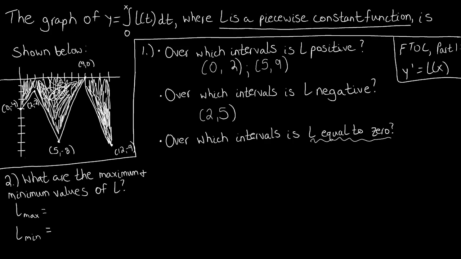By filling in this gap here of 2 to 5, looking at our graph, we know that our slope there is negative, so that means that L is negative. And then, finishing off the graph, because we've graphed from 0 to 12, we know that the interval of 9 to 12 is also negative.